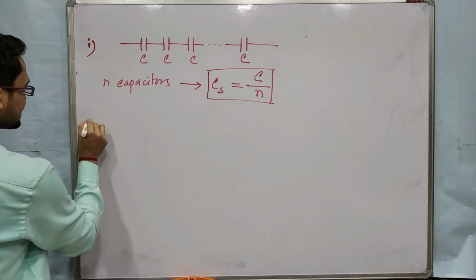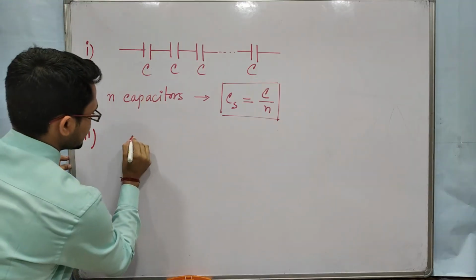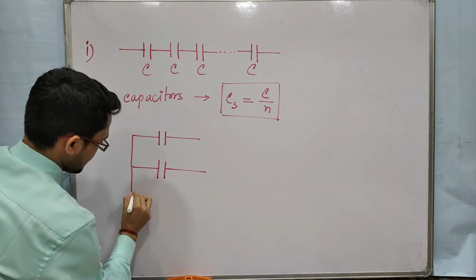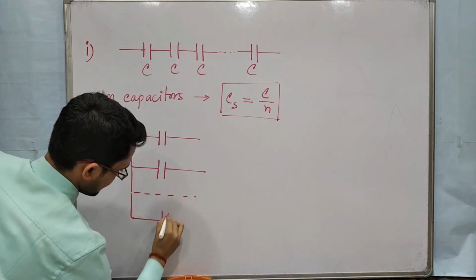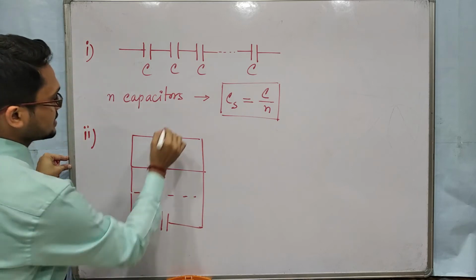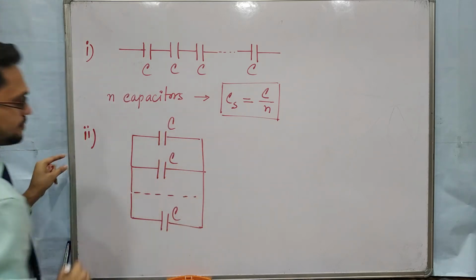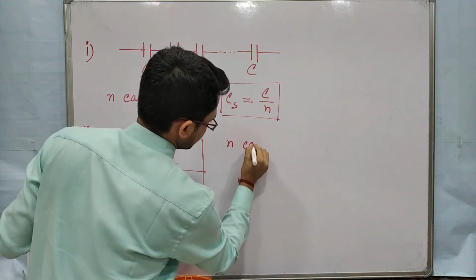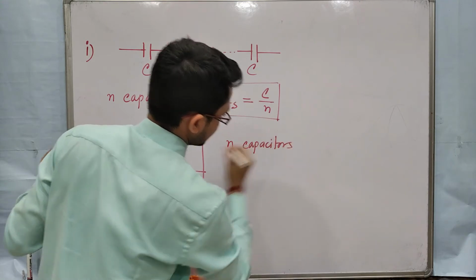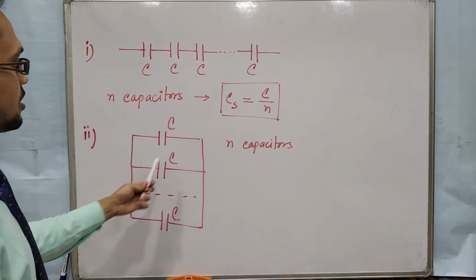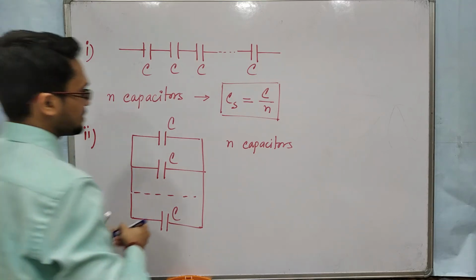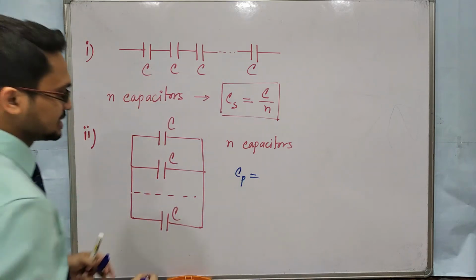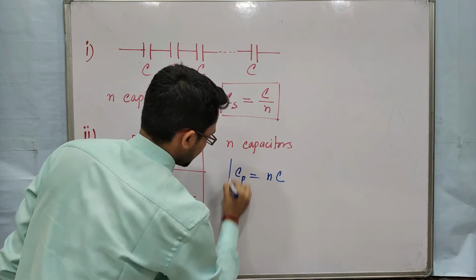Second, suppose n number of capacitors are now connected in parallel combination, and their capacitances are the same, C. Then what will be the equivalent capacitance? CP, parallel, will be what? Parallel means normal addition, so it will be n into C.